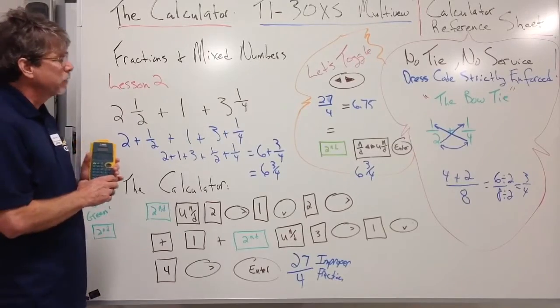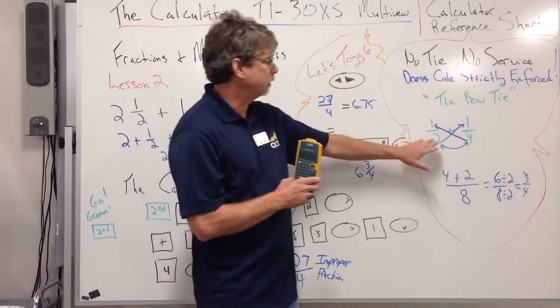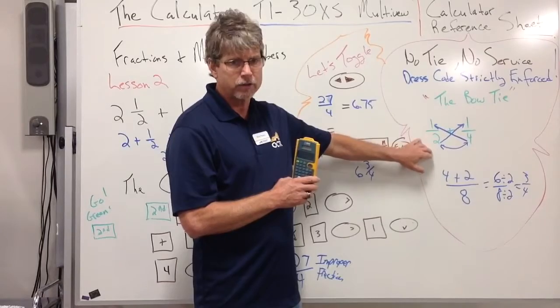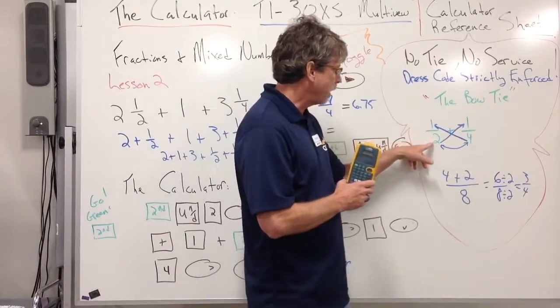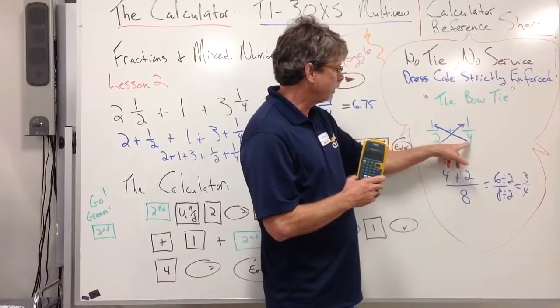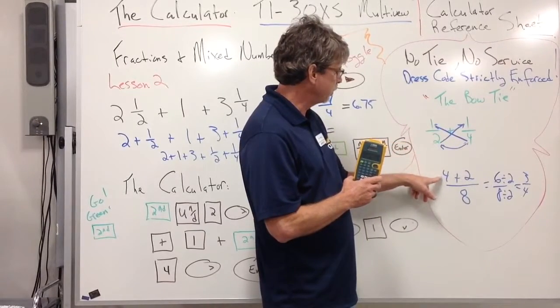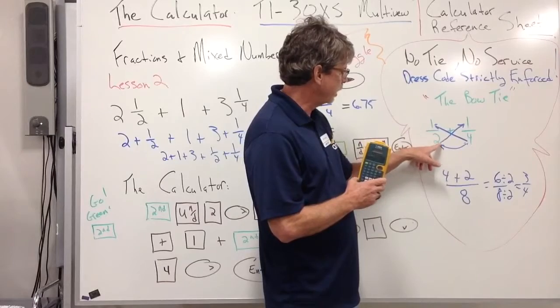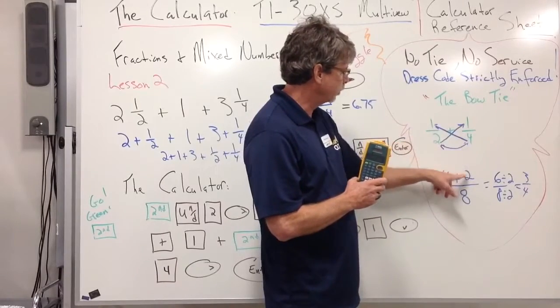Okay? But don't forget, we also have this bow tie method to do some basic fractions as well, where we just multiply the two denominators together to get the denominator. And then we finish off the tie by cross multiplying. 4 times 1 gives me 1 of the numerators. And we add 2 to that, because there's a plus sign there. 2 times 1 gives me 2.